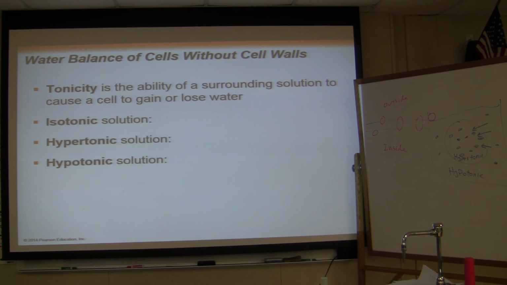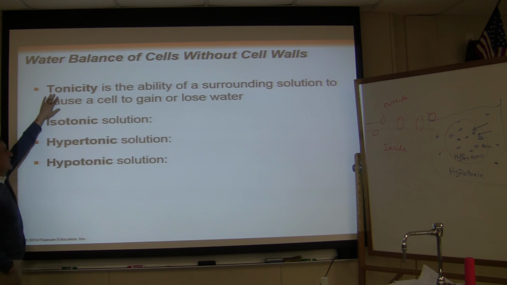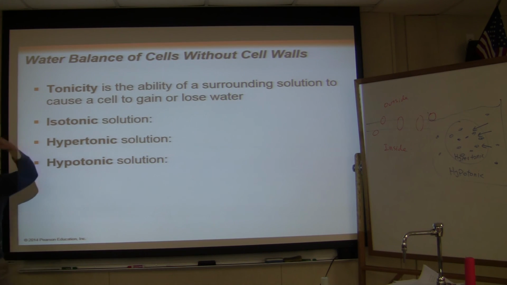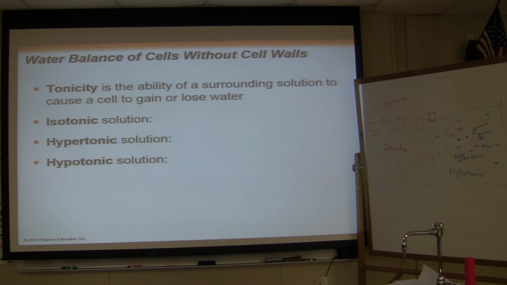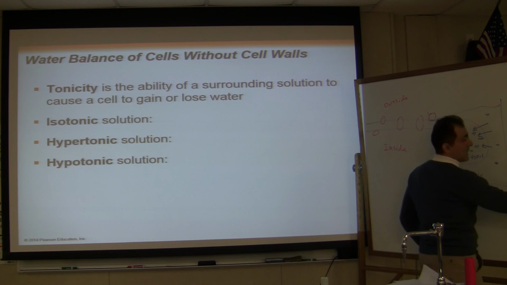Okay. Water balance of cell without cell wall. Tonicity is the ability of surrounding solutions to cause a cell to gain or lose water. That would be the tonicity of a cell. Isotonic environment is when the concentration of solute inside and outside of the cell is the same. That's what they call it, iso. On your prefixes, suffixes, iso means what? Same. Okay.